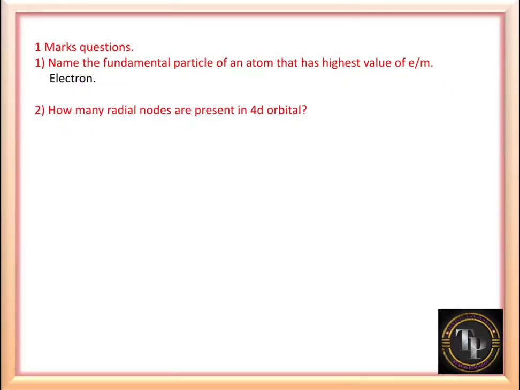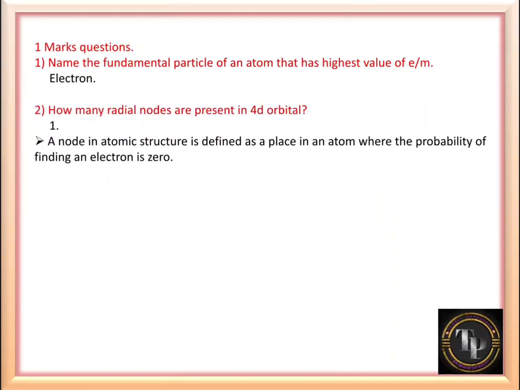How many radial nodes are present in 4d orbitals? The answer is 1. How are you getting one? See, guys, first we'll discuss what is a node. A node in atomic structure is defined as a place in an atom where the probability of finding an electron is zero. Means it is a place where there is no electron. That is called a node, right?